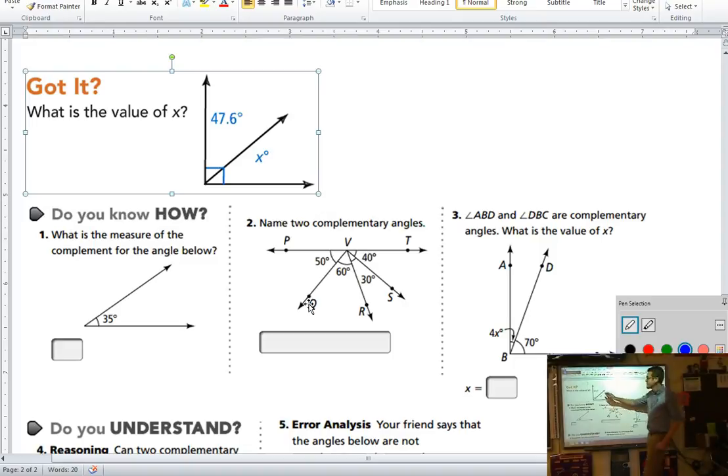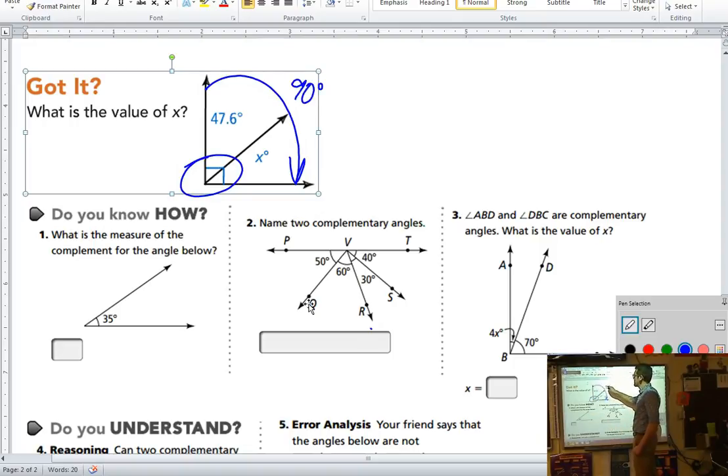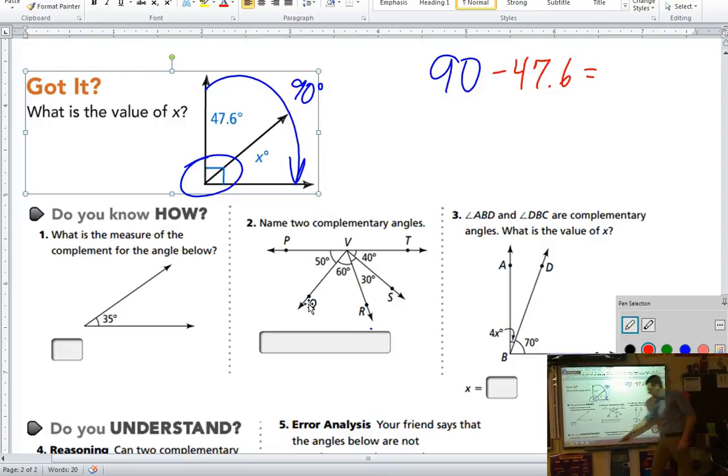Since it was a right angle, because I saw the box, I did 90 minus 47.6. So the box tells you 90 degrees. You kind of just jump past that. So then you did 90 minus 47.6, and you got x was 42.4.